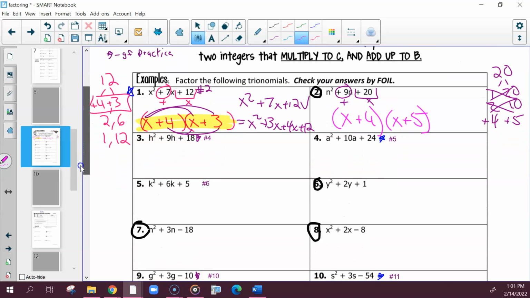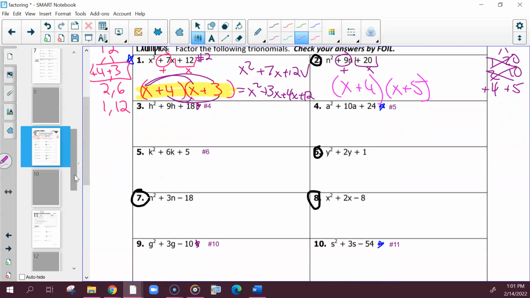Let's skip down to number 6. We're still looking for two numbers that multiply to be 1 and add to be 2. 1 and 1. 1 times 1 gives you 1. 1 plus 1 gives you 2. So if it helps, write those factors off to the side. That way you know those are your numbers. They're both positive. So your two factors would be x plus 1, x plus 1.